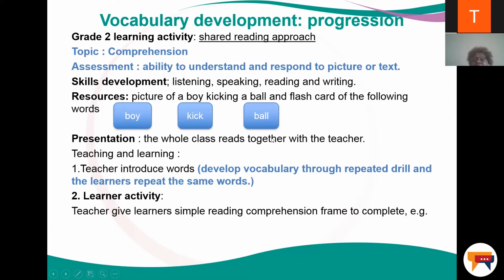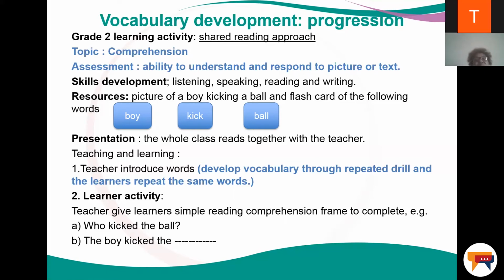The whole class reads together with the teacher, teaching and learning. Shared reading: the whole class reads together with the teacher. The teacher introduces the words and develops vocabulary through repeated drilling, and the learners repeat the same words. You need to understand what shared reading is all about. The teacher gives learners a simple reading comprehension frame to complete, e.g. they can be given this. These are grade 2s. Who kicked the ball? The boy kicked the ball. That's the comprehension lesson or comprehension activity.